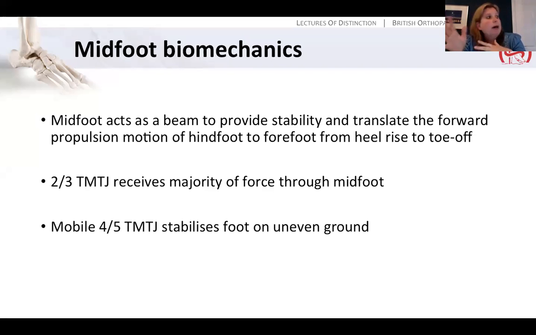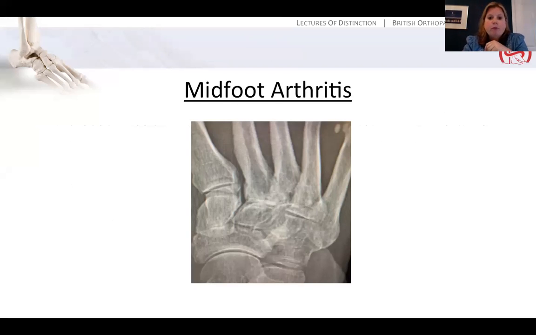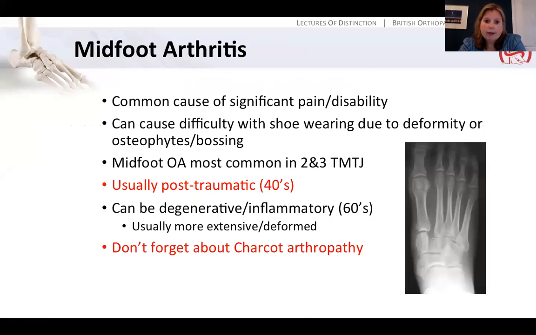The more mobile TMT joints laterally contribute to the ability of the foot to accommodate to uneven ground, and they are definitely much more mobile. So moving on to midfoot arthritis. You can see in this picture here, it's just a close-up. You have a patient there who has some second and third tarsometatarsal joint arthritis, and it's a very common problem that you see in clinic.